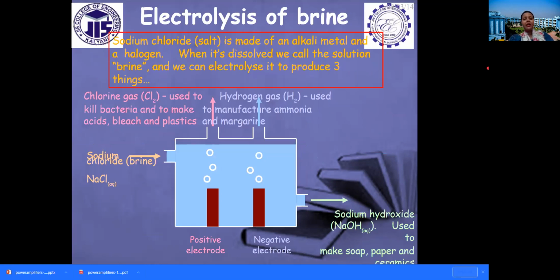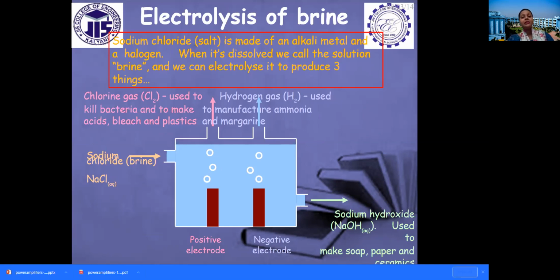Electrolysis of brine. Sodium chloride salt is made of an alkali metal and a halogen. When it's dissolved, we call the solution brine, and we can electrolyze it to produce three things. One is chlorine gas, which is used to kill bacteria and to make acid, bleach and plastic. One is hydrogen gas, used to manufacture ammonia and margarine. And the third one is sodium hydroxide, used to make soap, paper and ceramic.